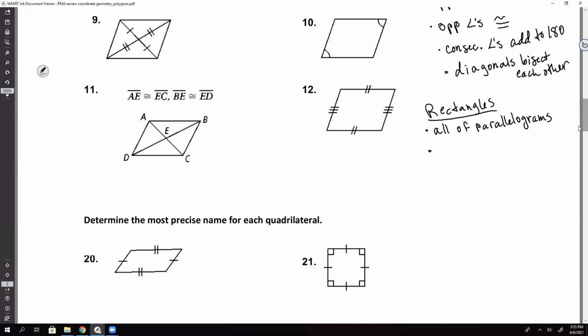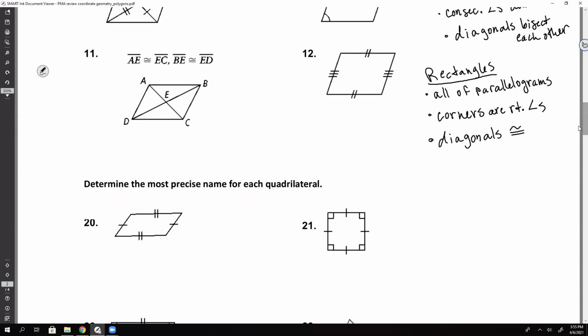First off, their angles, their corners are all 90 degrees. So they're right angles. And then their diagonals are congruent. So one diagonal is equal to the other diagonal. So that's rectangles. Then we'll go on. Our next one is a rhombus.